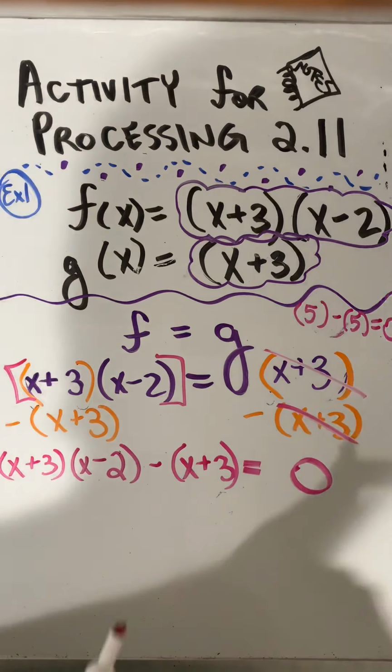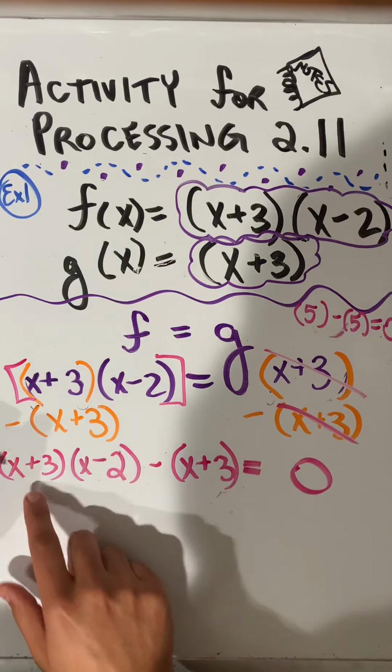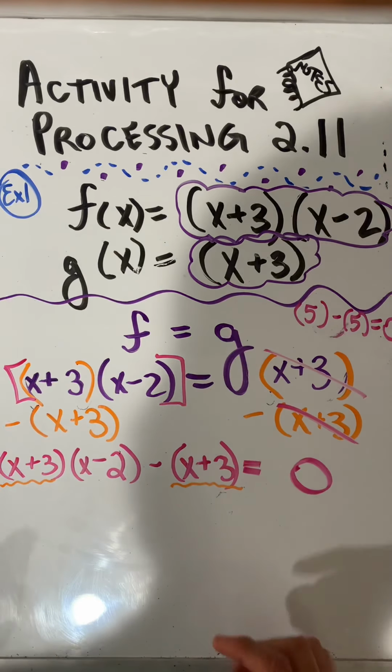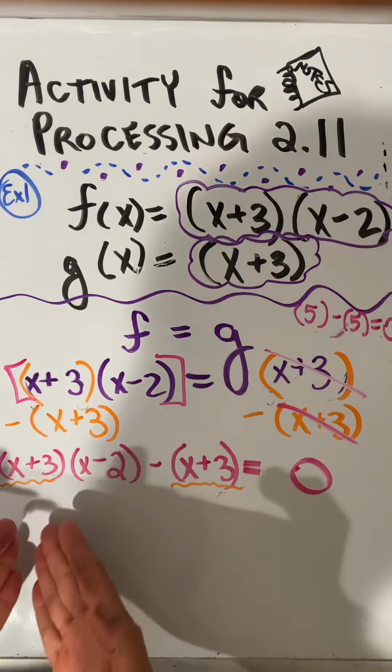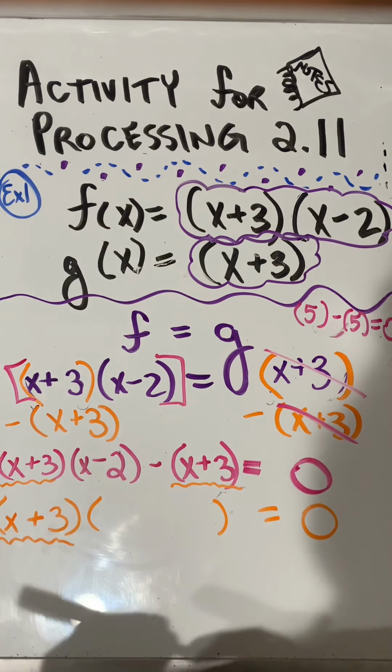So now I can factor out the x plus 3 that they both had in common. Okay? So in order to factor out, I'm going to set up a product of two quantities. And here is the spicy trick here. So I pulled out x plus 3 from the difference of these two values.